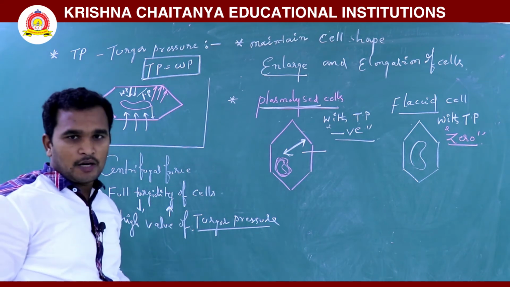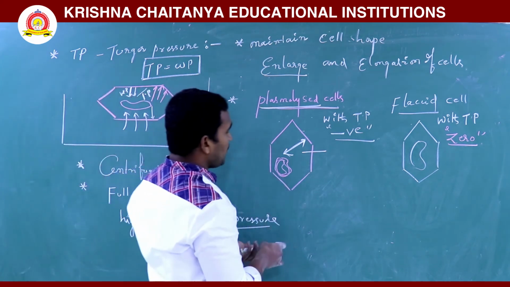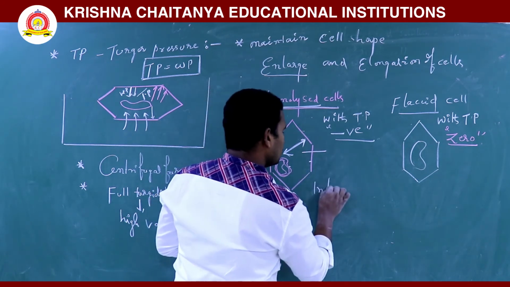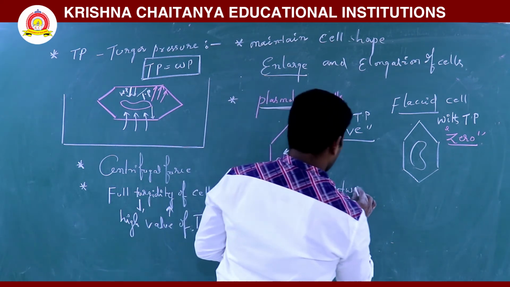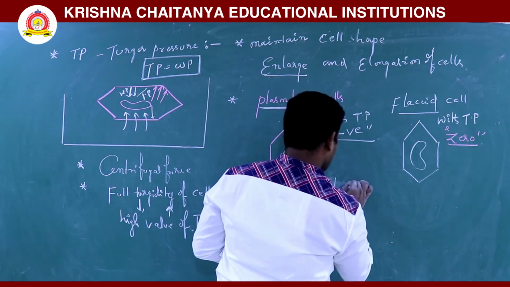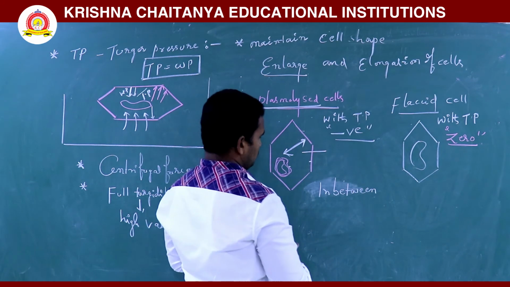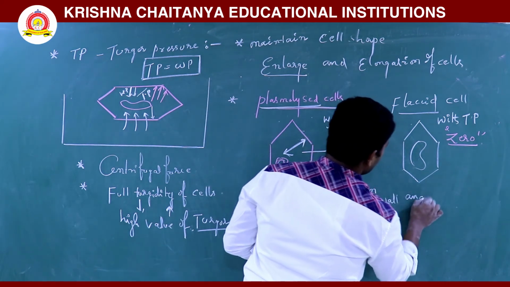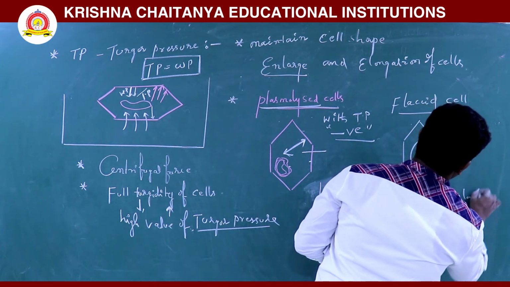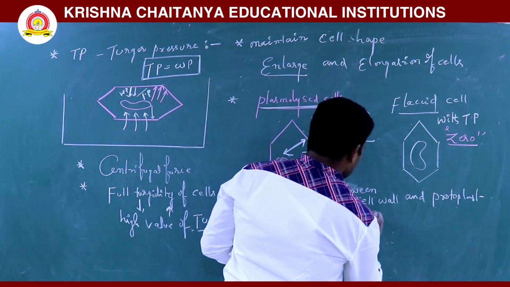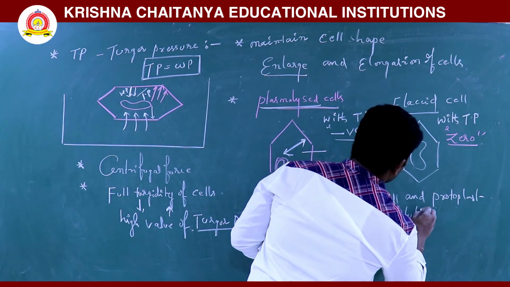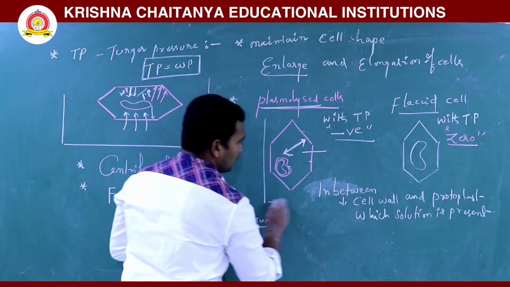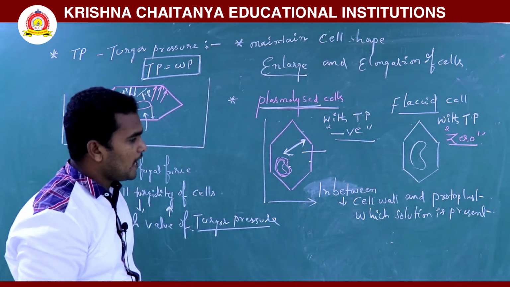In a plasmolyzed cell, in between the cell wall and protoplast, which solution is present?